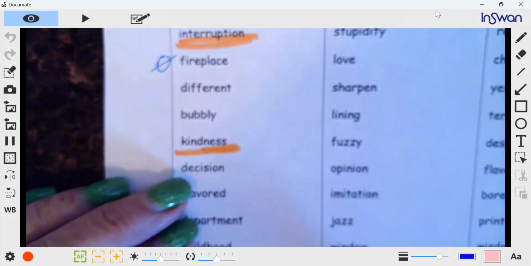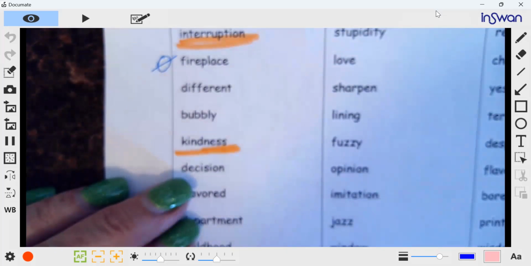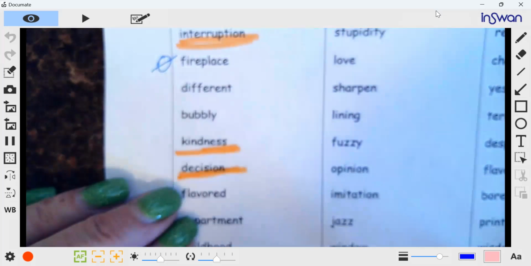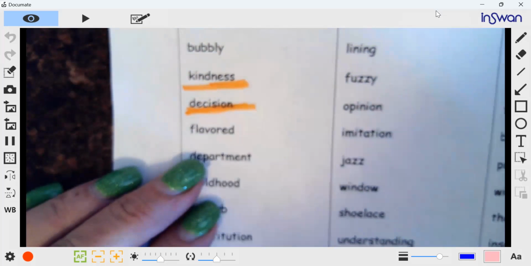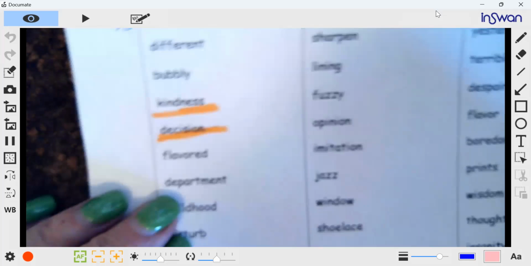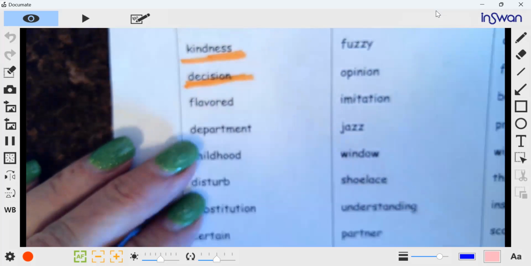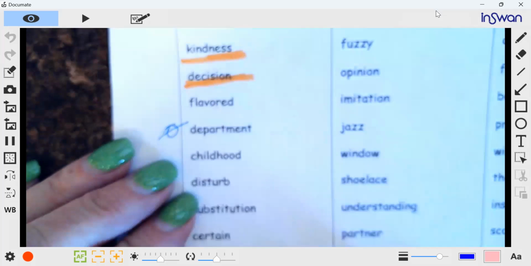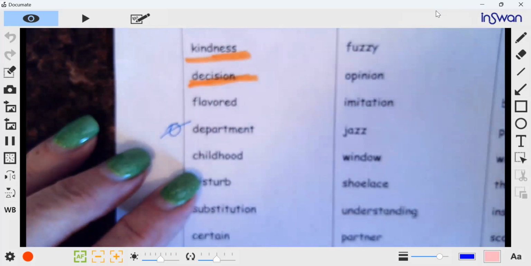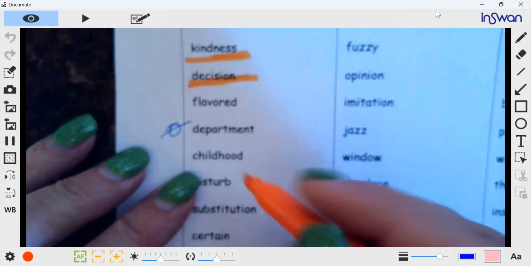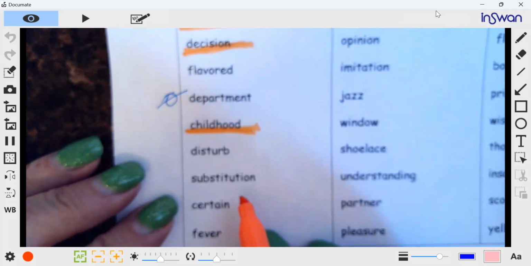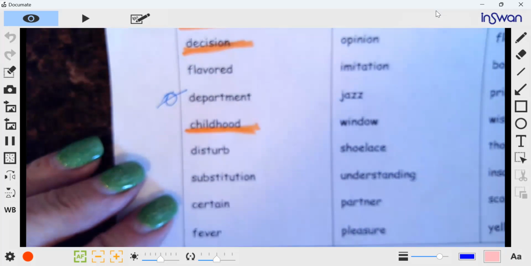A decision, that decision was brilliant. You see how it's the subject of your sentence? So it's a noun, but it's a mental noun. Flavored, that's either going to be an adjective or it's going to be a past tense verb. Department, I can go to the department. So that's going to be a noun, but it's not mental. So I'm going to say not mental. Childhood, his childhood was terrific, but you don't see it, so it's a mental noun. Disturb, action word.